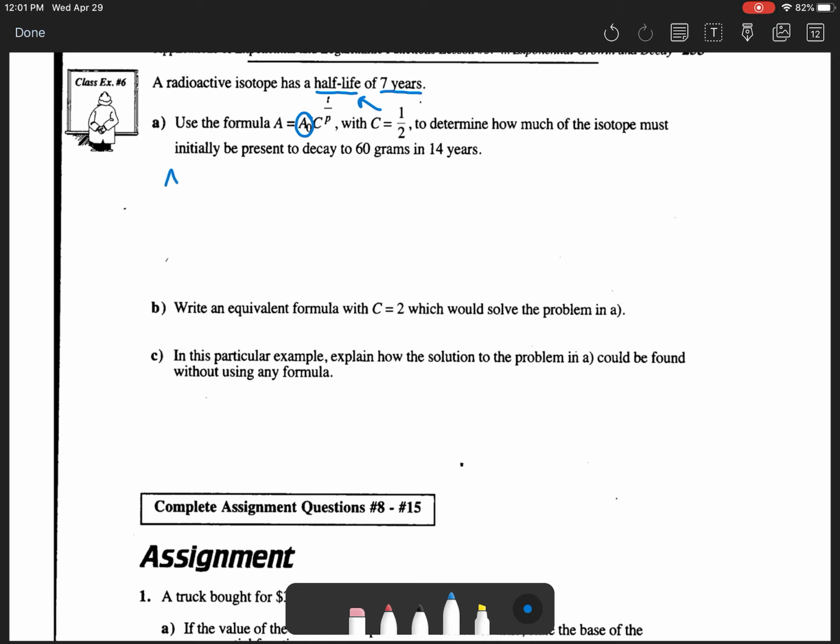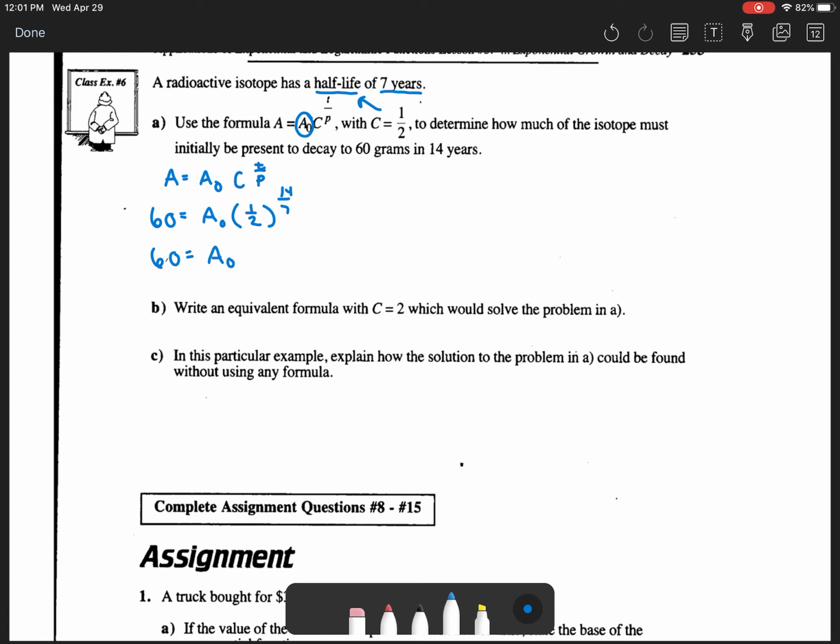So when I go into the equation, I'll show you what we are solving for and what we are replacing with what, based on the information they've given me. T over P. Now, the final amount they want to decay to 60. So they want that to be the final amount. They're looking for the initial amount. My C value is 1/2 or 0.5 if you prefer. The time they said in this question is 14, and the half-life is 7 years. So that's the period. So 14 over 2 or 7.